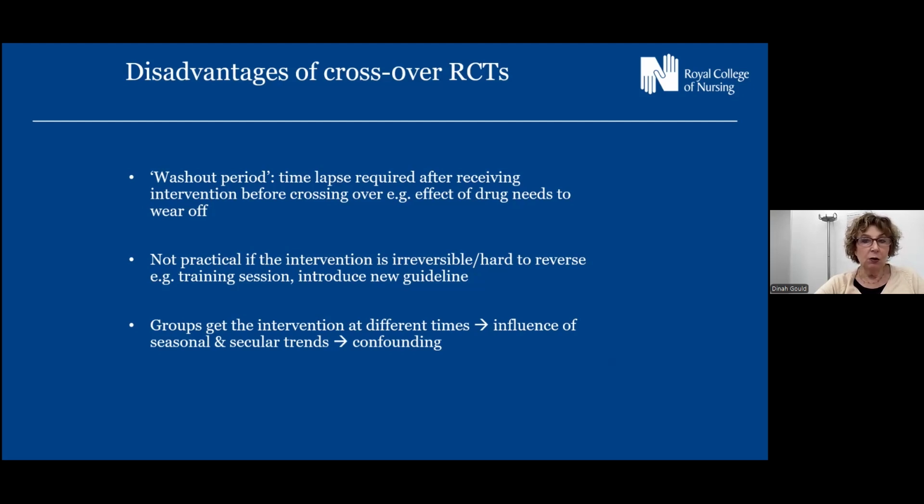If we want to look at the effect of a new guideline or a training session or a new kind of hand wash, if we take it away, it's going to be very difficult. We can't say, well, last week we wanted you to do this, and this week we want you to do something different. People won't really listen to us again. It's making life very difficult. So that means that for many things that we do in infection prevention, a crossover RCT isn't going to work very well. People get interventions at different times as well, and so seasonal and secular trends can still occur, and we can still get confounding.